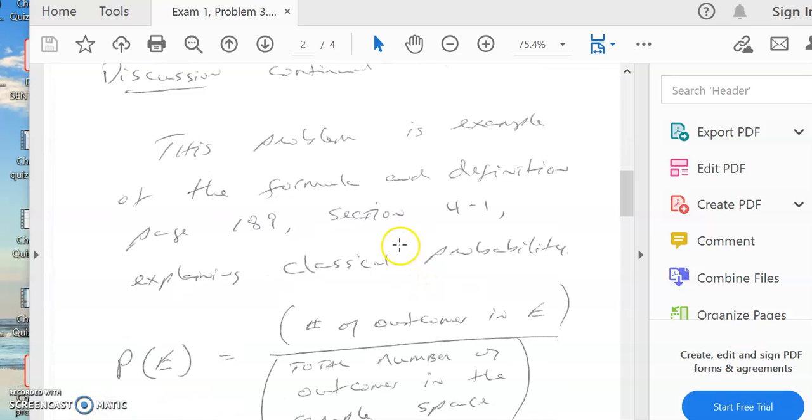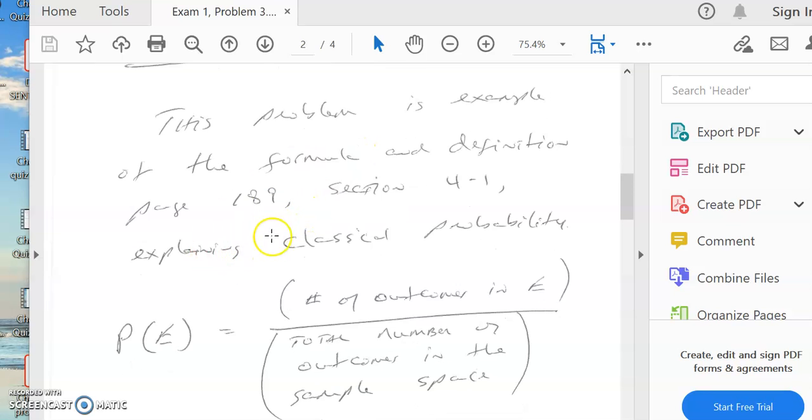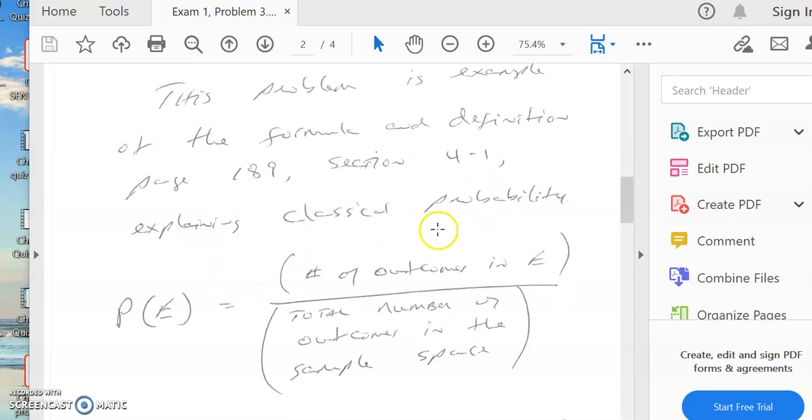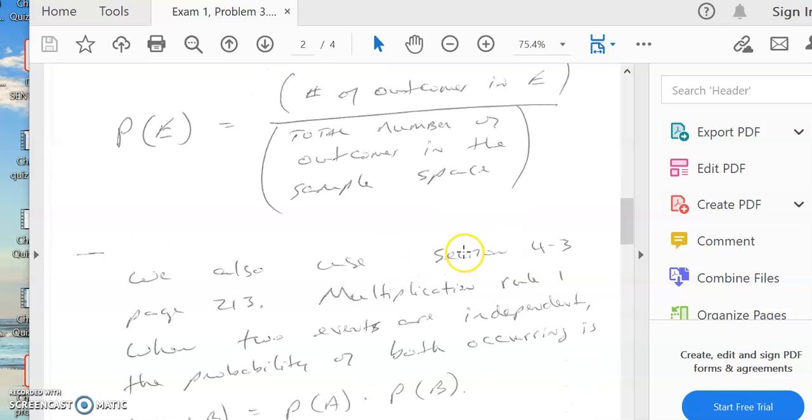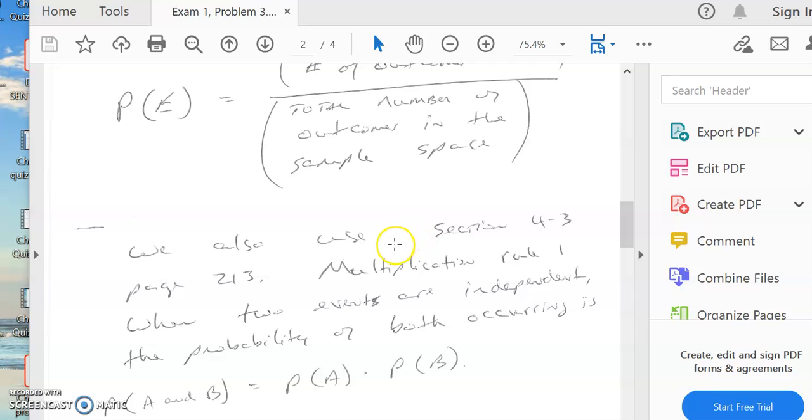Okay, so continuing the discussion. This problem is an example of the formula and definition, and I'm giving this to you, and I'm hoping you're looking in your book. It's on page 189, section 4-1, that explains this concept of what this author is calling classical probability. The probability of any particular event is the number of outcomes in that event over the total number of outcomes in the sample space. So it's like the number of successes over the number of possibilities is maybe an easier way of saying it.